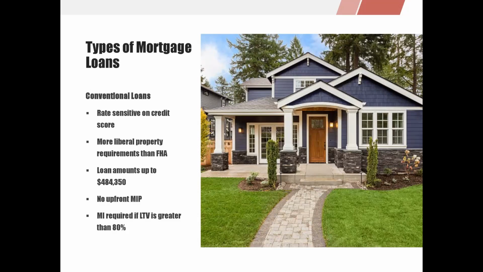Less property restrictions when it comes to appraisals. FHA and VA are going to call peeling paint every time. They're going to call for handrails on steps. Conventional, you're going to be able to sneak those through without getting those repairs.